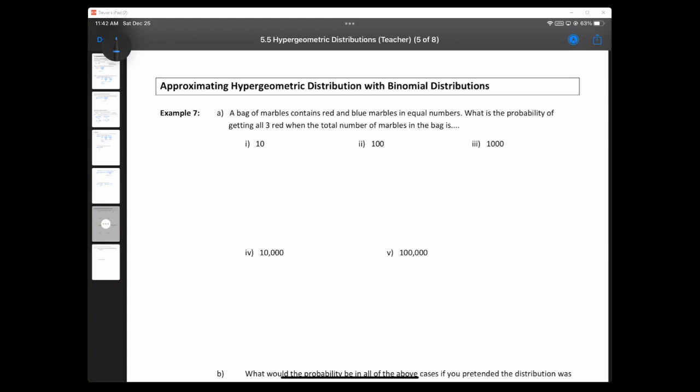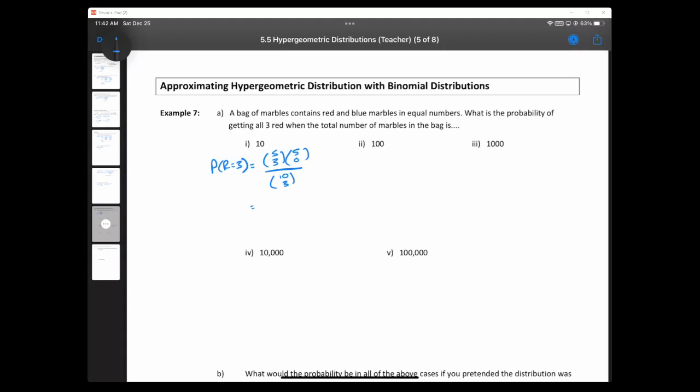Okay, so a bag of marbles contains red and blue marbles in equal numbers. What is the probability of getting all 3 red when the total number of marbles in the bag is 10, and then a whole bunch of other variations? So if there's 10 marbles in the bag, what's the probability that I'll draw 3 red ones, knowing that half of them, 5 of them, are red and 5 of them are blue? So the probability that there are 3 reds is going to be 5 choose 3, so there's 3 reds, and then 5 blue choose 0. And on the bottom, we have 10 marbles choose 3.